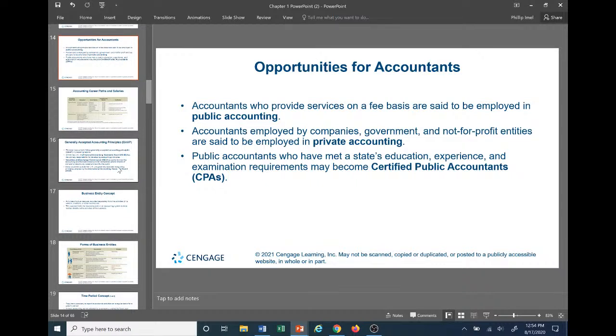So what are some good opportunities for accountants? I know we're sitting here learning about accounting, but why are we going to learn it? I mean, is there a benefit of learning it? What type of opportunities are available if you actually go down the path and become an accountant?